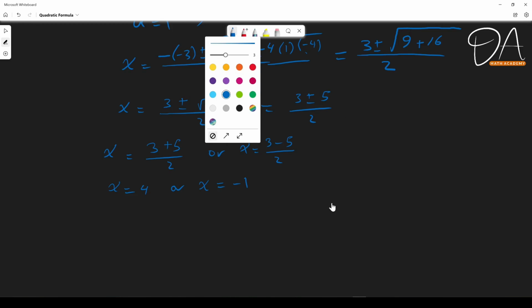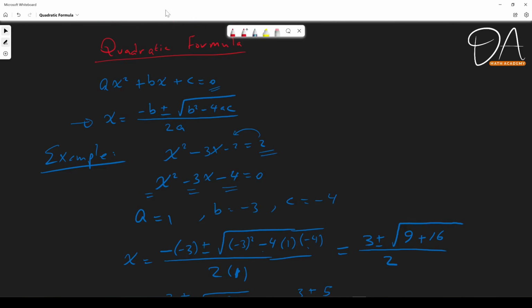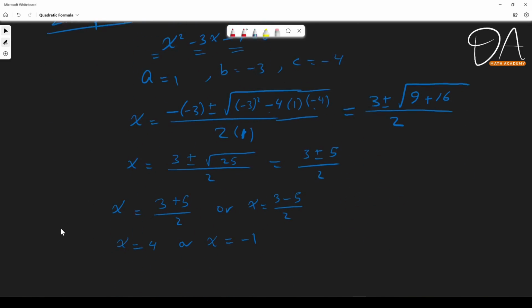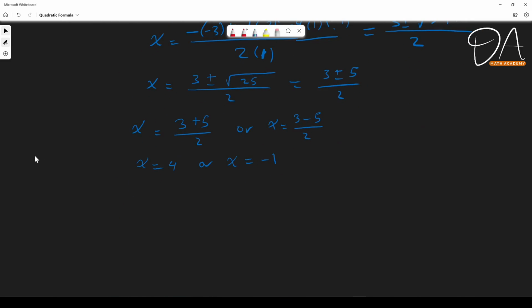You can check my channel to see the other method that you can use to solve the quadratic equation, and then you can compare the solutions. One thing related to the quadratic equation is the quantity that we see under the square root, which is this one. This quantity is useful to determine the nature of the roots of the quadratic equation, and it is called the discriminant. So this is D, simply the quantity under the square root, which is b squared minus 4ac.